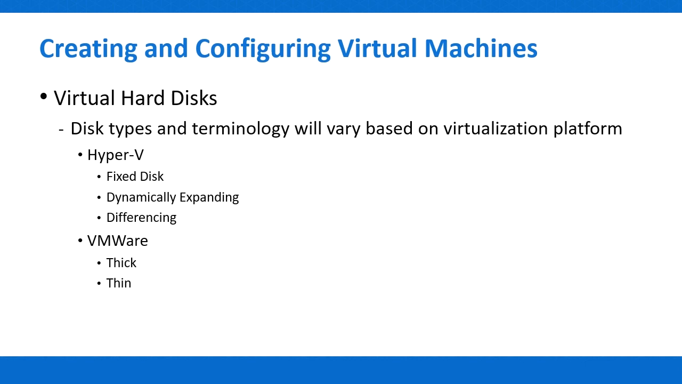So regardless of whether you're using Hyper-V or ESXi or Xen Server, you still need to decide which type of disk you're going to use for which particular application. And as a general rule, if you are concerned about disk space, then you would use a thin disk or dynamically expanding disk. If size isn't a concern, then you would probably use a fixed disk or thick disk.